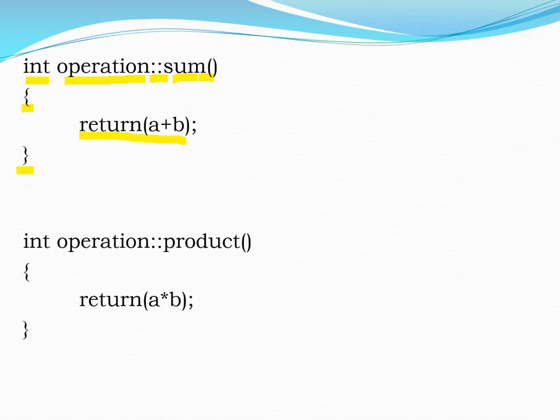And I'm going to write the second calculation for the second member function, called product. Same thing we follow: return type int, operation as the class name, followed by the member function called product. To open the body, I use an open brace, and I write the calculation part. As soon as the calculation is over, I close the body by using a close brace. This is how you create the member function outside the class.